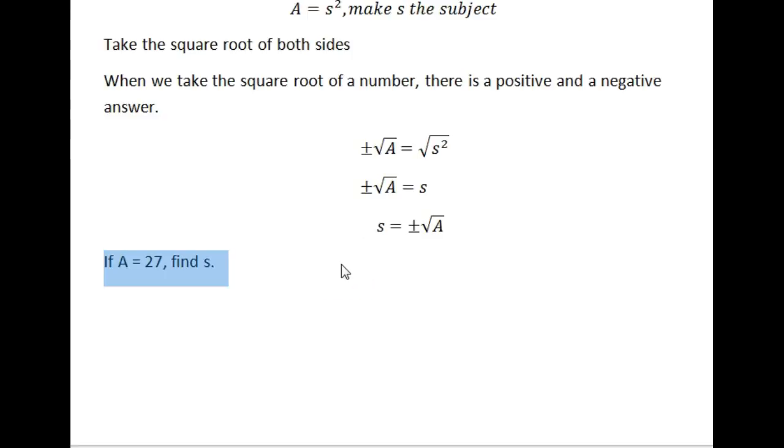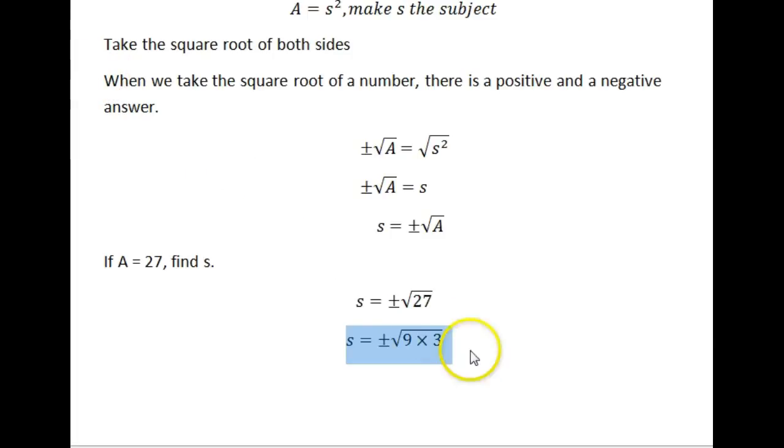Now we're being told that if a is 27, find the value of s. This is where we substitute 27 for a in the rule. So s is equal to plus or minus the square root of 27. Now this square root of 27 is a surd, and we can simplify surds. We can simplify a surd by thinking of the biggest perfect square that goes into it exactly with no remainder. Now the biggest perfect square that goes into 27 is 9. So I can rewrite 27 as 9 times 3.